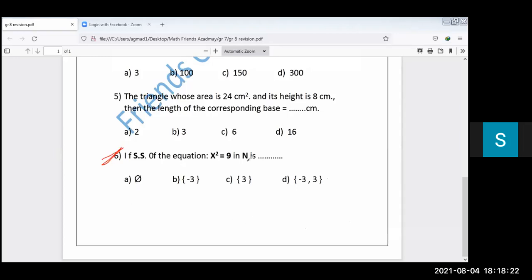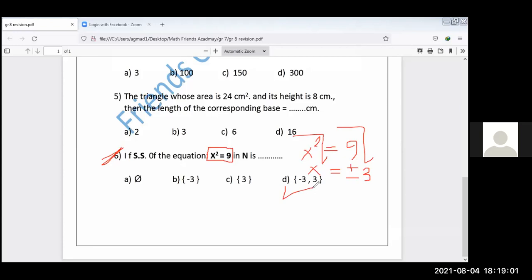The solution set of the equation x to the power of 2 equals 9 in N is, we're going to make the 9 root 9. Root 9. Yes, it means I need to take the square root of both sides to bring x like this. We should take negative and positive 3. It means if you take the square root, it means negative or positive 3.